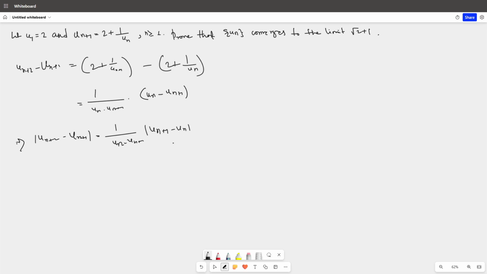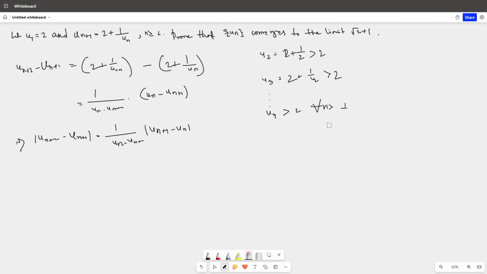We did this because we want to create a pattern, and definitely all these values of un plus 1, u1, u2, whatever you take, they're all positive values, right? And now we're going to create an inequality. We can see that u2 equals 2 plus 1 over 2, which is greater than 2. We can see that u3 is 2 plus 1 over u2. Because u2 is a positive value, 1 over u2 is also a positive value. So this is also greater than 2. Hence, for any n strictly greater than 1, un is greater than 2.